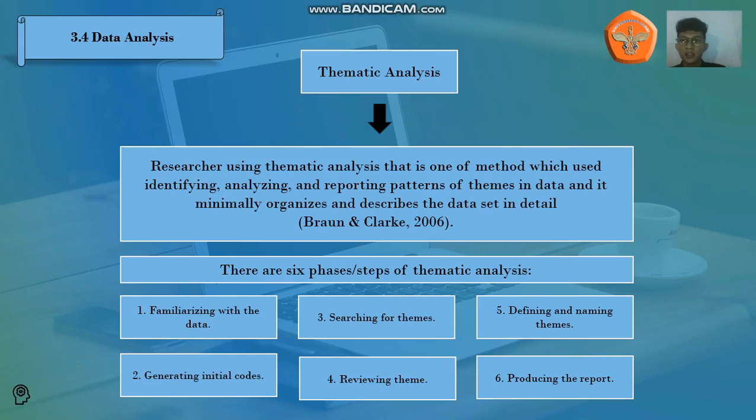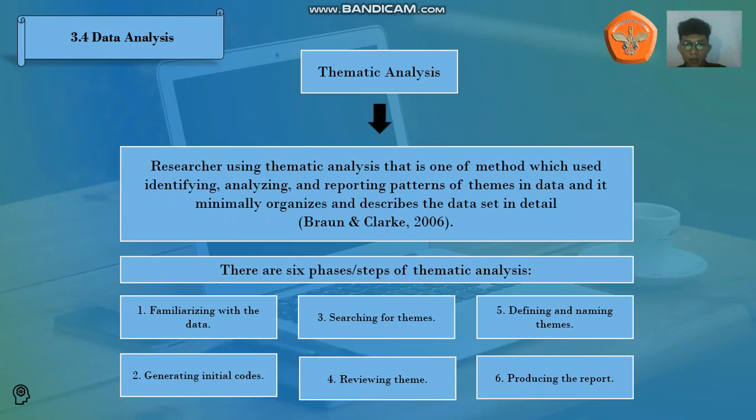The data analysis of this research will be thematic analysis. The researcher uses thematic analysis, which is one of the methods that uses identifying, analyzing, and reporting patterns of themes in the data, and it minimally organizes and describes the data set in detail.